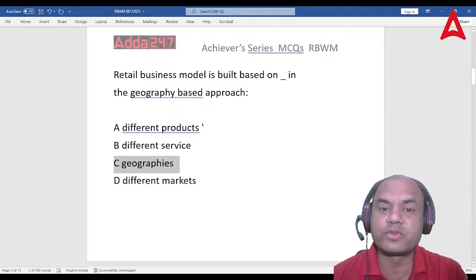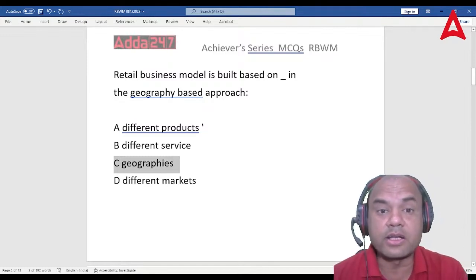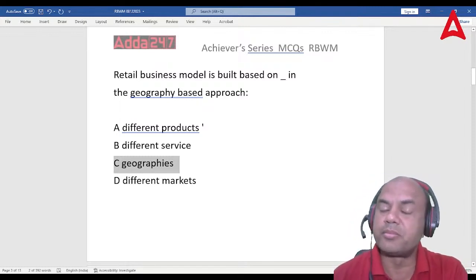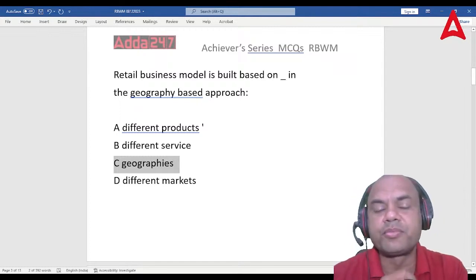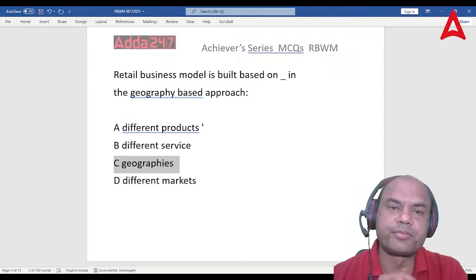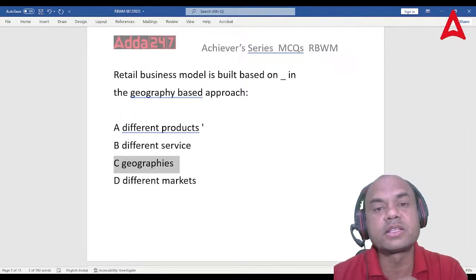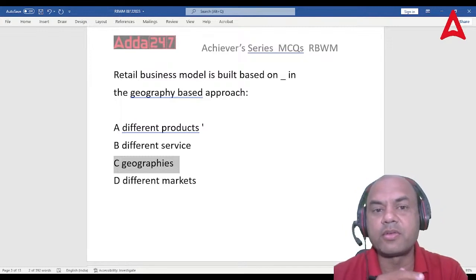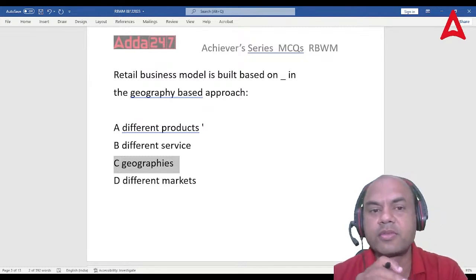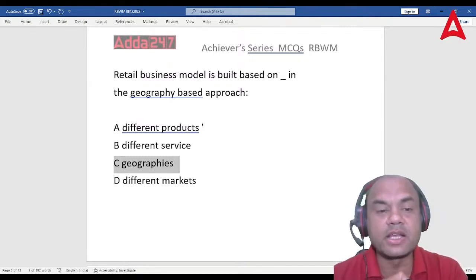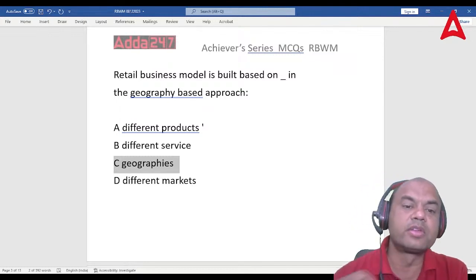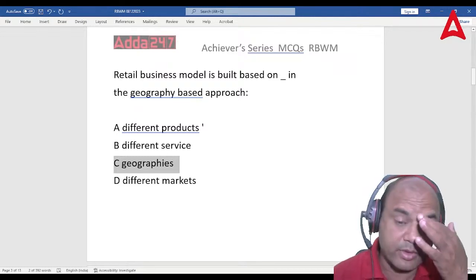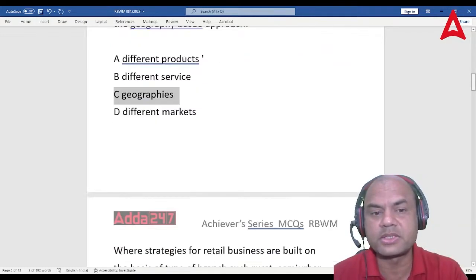Yesterday we covered some different approaches: segmented approach, then geography based approach, then departmental approach. I gave some one-liners for you also, so follow that completely, everyone. That's why I'm saying follow the series completely, because if you start from the middle, you won't get the grip. Some topics we cover in this class, some topics in other classes. Something important comes up, then we cover it wherever we can. So you have to follow the complete series. The answer over here is geographies: a retail business model is based on geographies in geography based approach.